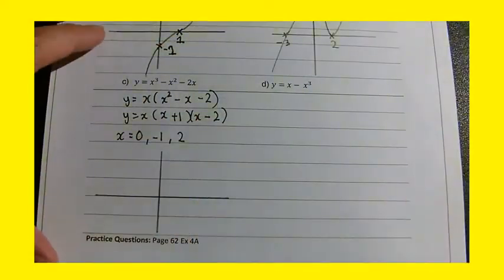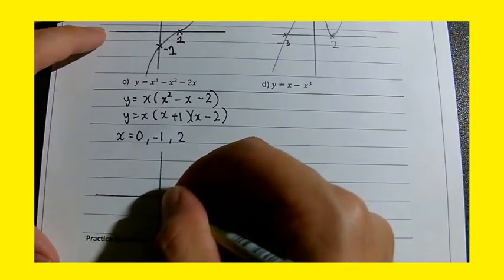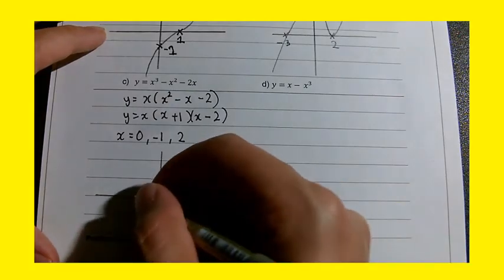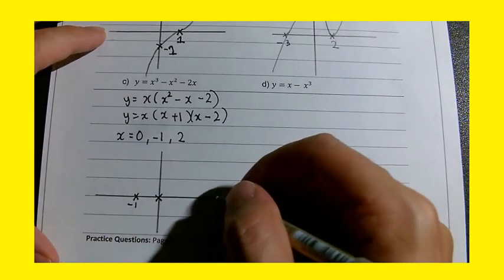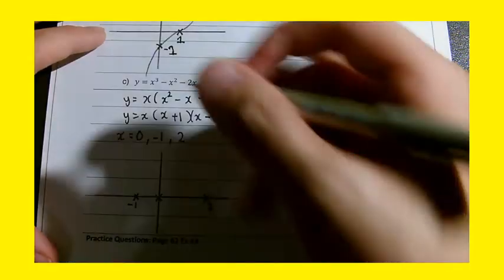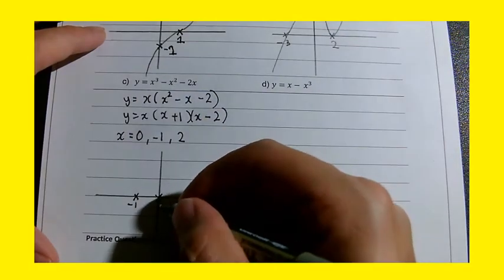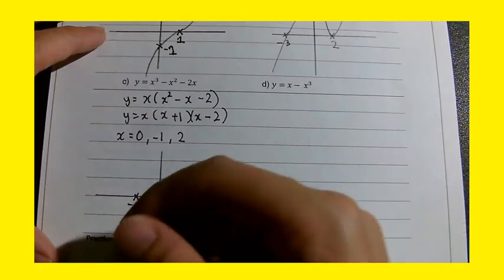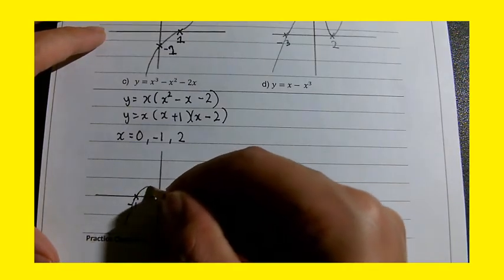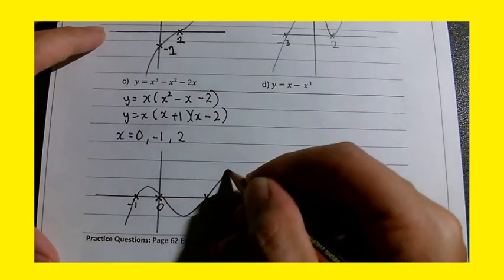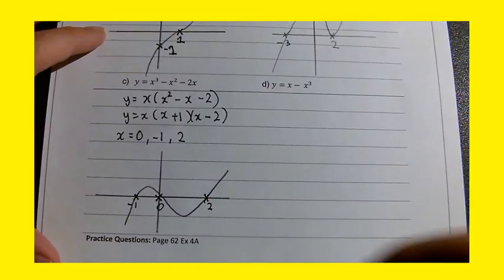Okay, so it's going to cut at 0, minus 1 and 2. It's a positive cubic, so it's going to exhibit this sort of personality or this characteristic. Okay, so it cuts through at 0, and the y-intercept is also at 0.